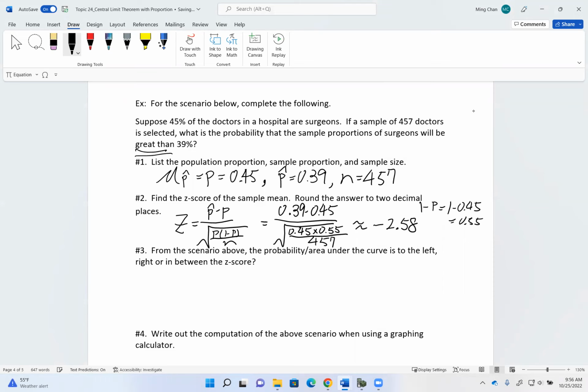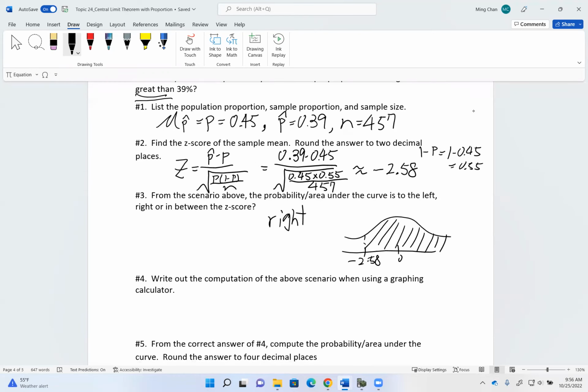So greater than 39% means we're looking for the area to the right. Negative 2.58 is right here. What's the probability that it will be more than 39%? That's a lot of area right there. So normal CDF: left bound negative 2.58, comma, right bound is positive infinity, 1E99, comma 0, comma 1.